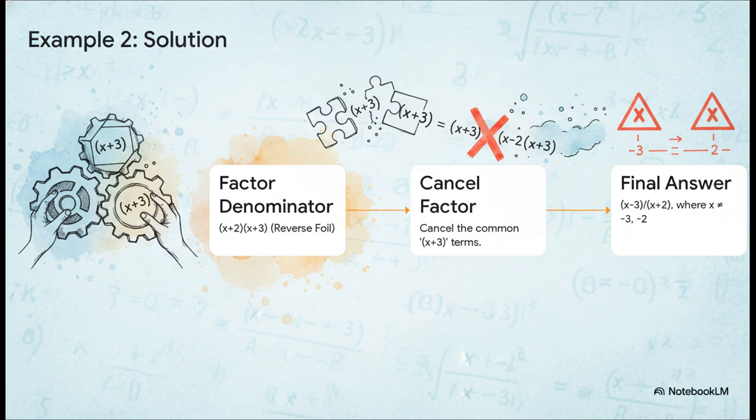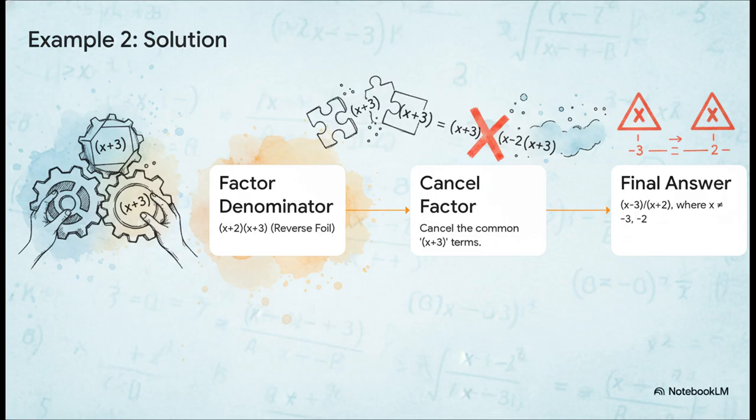Now for the denominator, we need two numbers that multiply to 6 and add up to 5. That's got to be 2 and 3. So it becomes x plus 2, x plus 3. And there it is. Our common factor is x plus 3. We cancel those out, which leaves us with our final answer, x minus 3 over x plus 2.